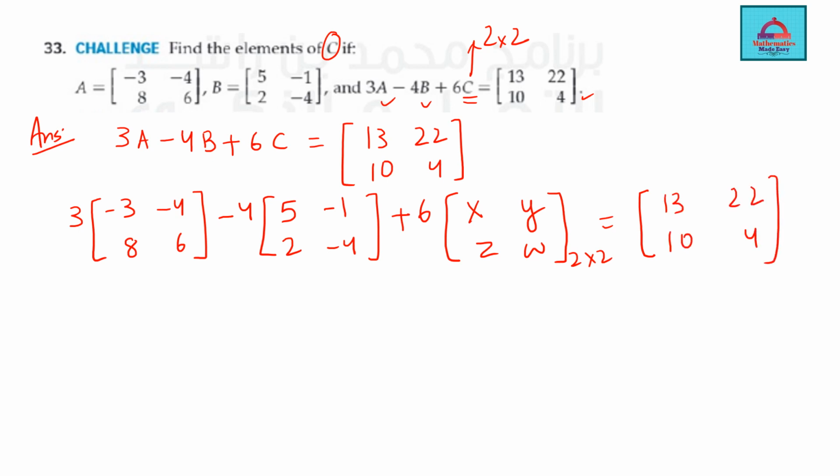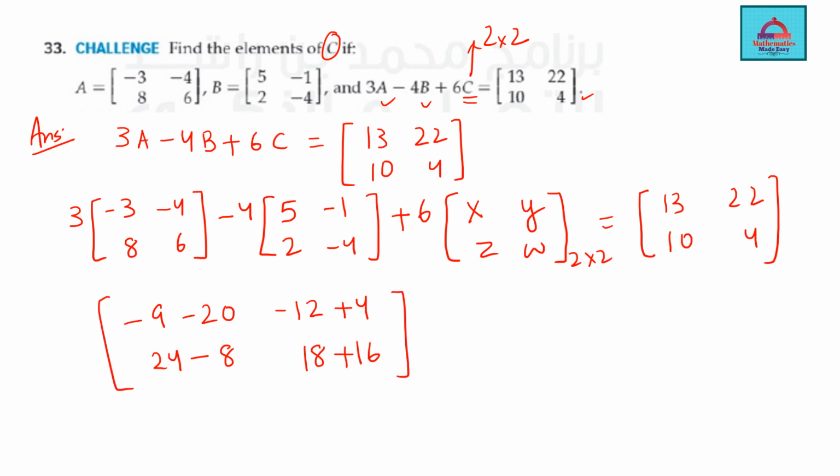So now in order to find this matrix, you just need to do the calculation correctly. So what is the calculation at this position? 3 with minus 3, minus 9, minus 4 with this, minus 20. Then 3 with 18, 8 threes are 24, minus 4 with 2, 8. Then 3 with this, minus 12 plus 4, 3 with this, 6 threes are 18 plus 16. So this is what you get. You may simplify it further and then you are left with 6X.